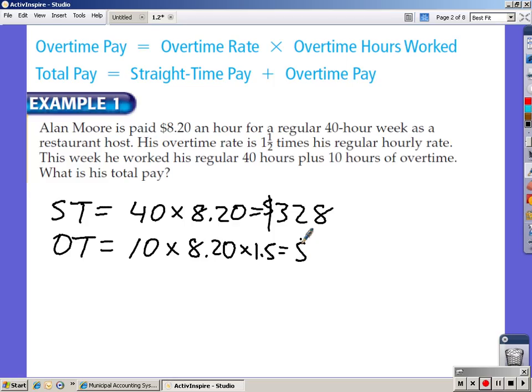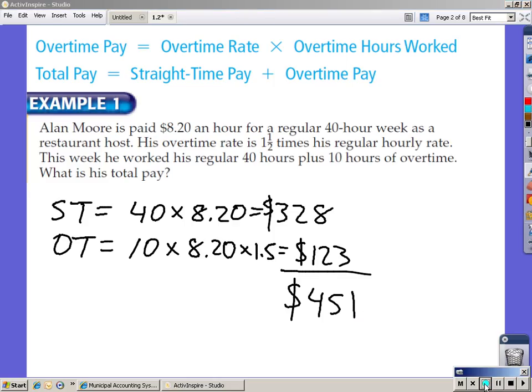You should come up with $123. Now, just like the formula says, total pay equals straight time pay plus overtime pay. Simply add those two together, and you get $451 in total pay. Okay, I'm going to go ahead and move on.